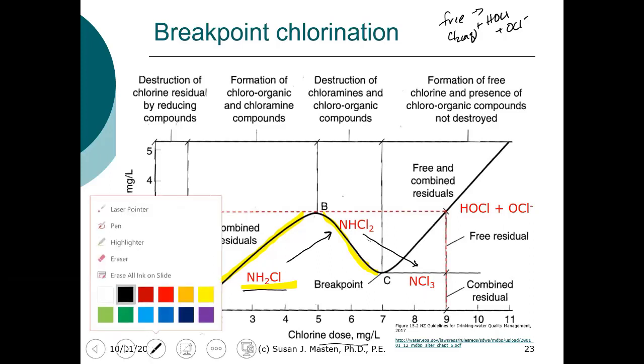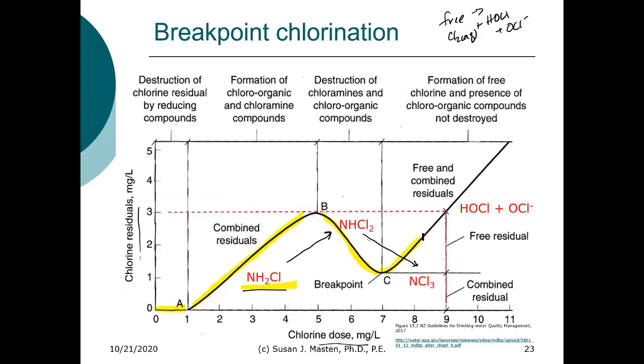And now we see that now we start forming free chlorine residual in the form of hypochlorous acid and hypochlorite. So if you think about this as happening sequentially as we continue to increase the chlorine dose. Any questions about this graph here?